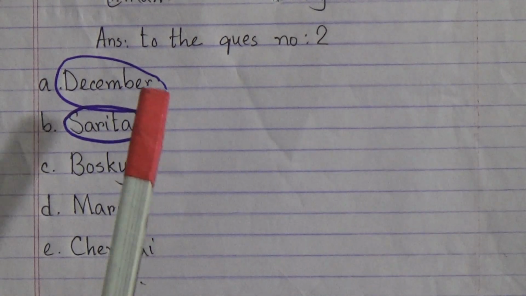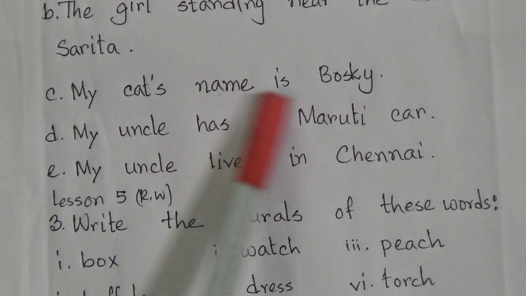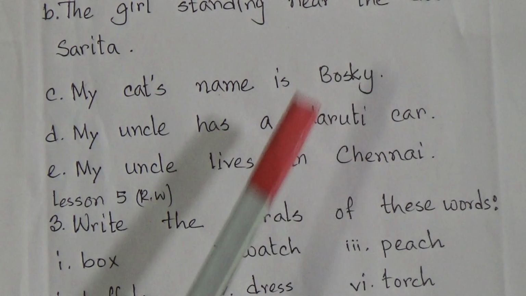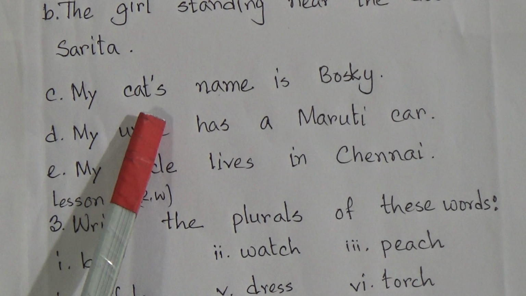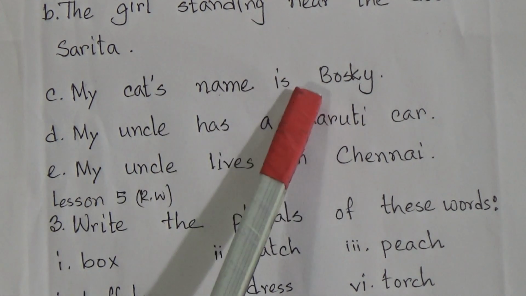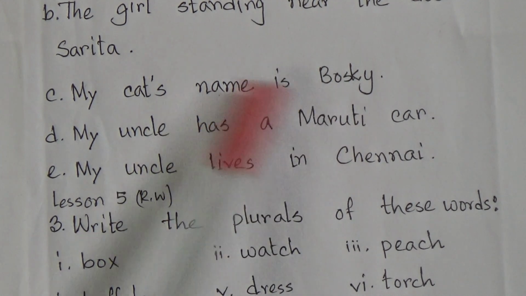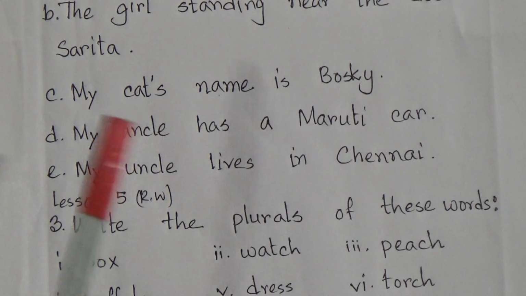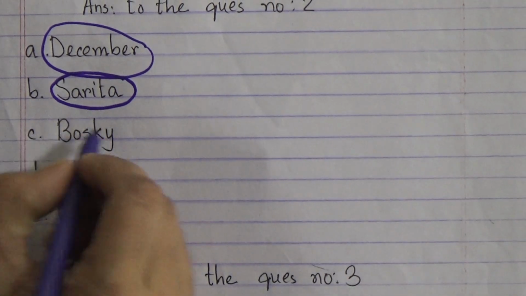Okay. Now see number C. My cat's name is Bosky. Here which one is the special name? Cat? No, it's a naming word but not a special name. So Bosky is the special name here because it starts with a capital letter and it's the name of the cat. So what will we do? We will write sub number C, then we will write Bosky, then we will circle it.